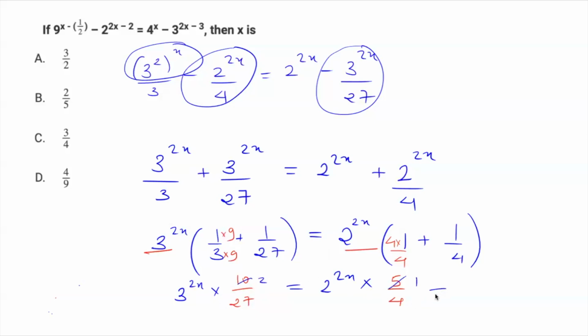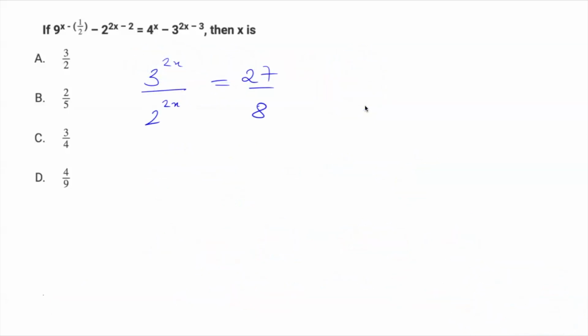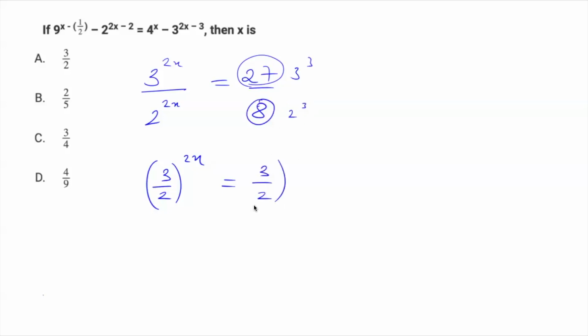The entire expression now becomes 3 raised to 2x upon, bring 2 raised to 2x on the left hand side, upon 2 raised to 2x will be 27 divided by 8. This is what we get as a second last step. And that's it. Writing both the sides with the same power, 3 by 2 raised to 2x will be equal to 27 is like 3 cube and 8 is like 2 cube. So the right hand side will be 3 by 2 the whole cube.